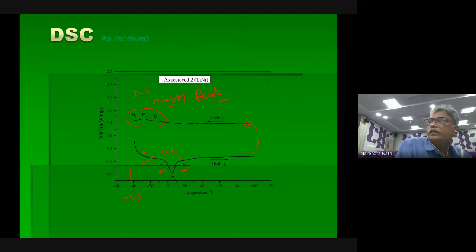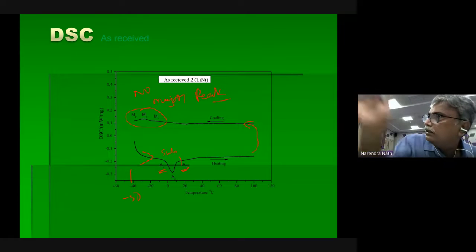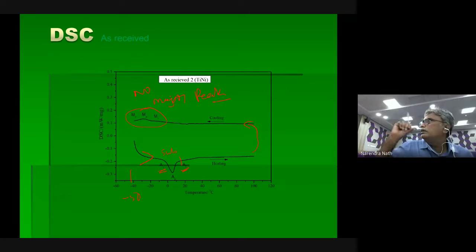When there is no major peak, you can think it is not a prominent martensite phase. So then you will think, okay, whatever alloy you designed is not showing any martensite phase, and only austenite is there. So people may not accept.